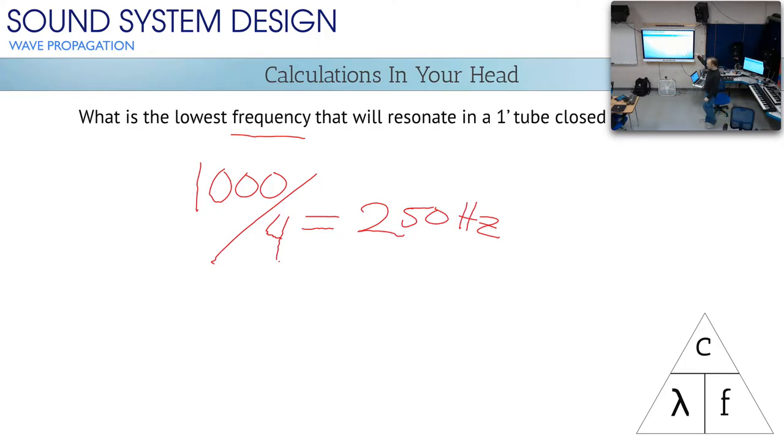So we have a 1-foot tube or pipe, which means that the fundamental resonant frequency, the lowest frequency that will resonate inside of there, is going to have a wavelength that is 4 feet long. So we can say speed of sound divided by 4 feet, and we get 250 hertz. 250 hertz is the lowest frequency that would resonate inside of there. Anything lower than that isn't going to fit. It's too big.